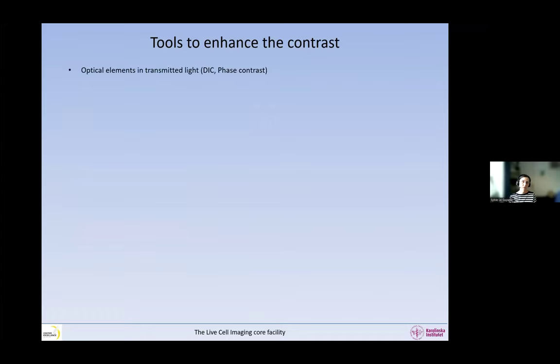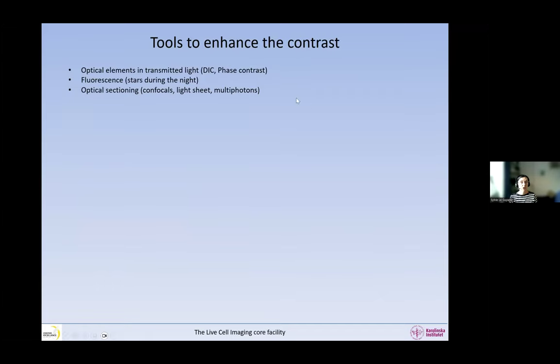So what can we do to enhance the contrast or preserve it? You know that in transmitted light imaging, we have optical elements which help us, like DIC and phase contrast. We use fluorescence. The reason why we use fluorescence is, well, many reasons, but one of them is because it's a very high contrast technique, like watching the stars during the night. We use optical sectioning, which allows us to not get any emission from outside of the focal plane.